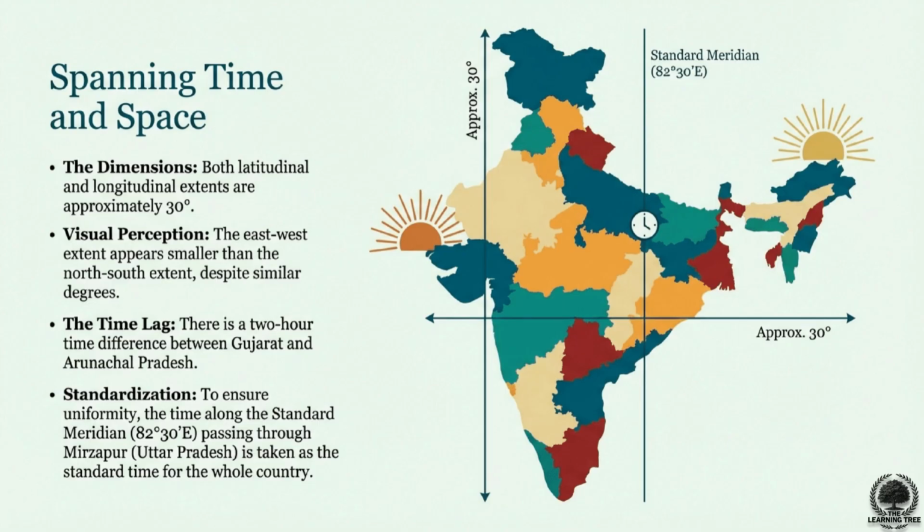Additionally, the large latitudinal extent of India causes variation in the length of day and night from south to north.